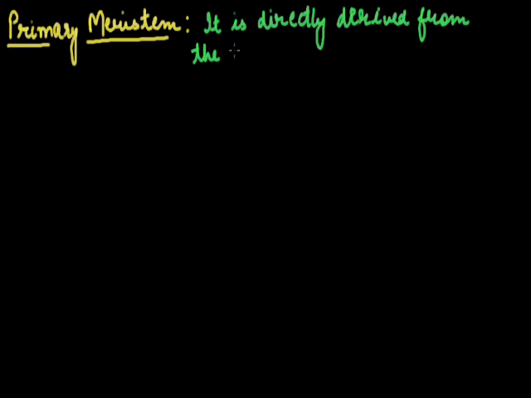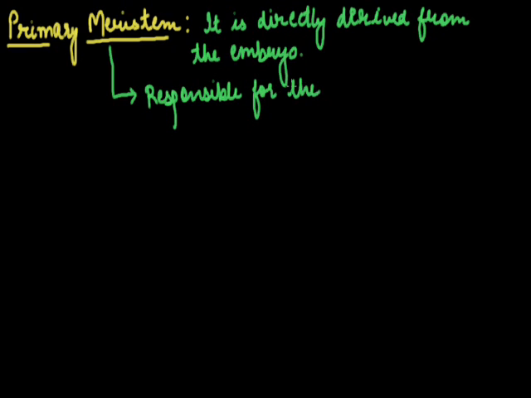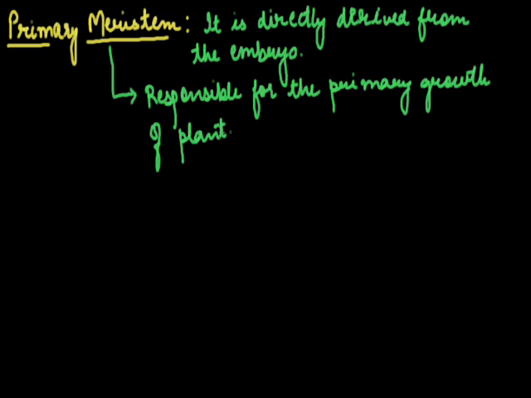Hello students, let us start our discussion with primary meristem. The primary meristem is the meristem which is directly derived from the embryo. This type of meristem, that is the primary meristem, is responsible for the primary growth of the plant.